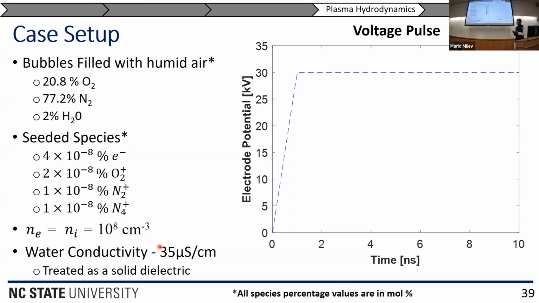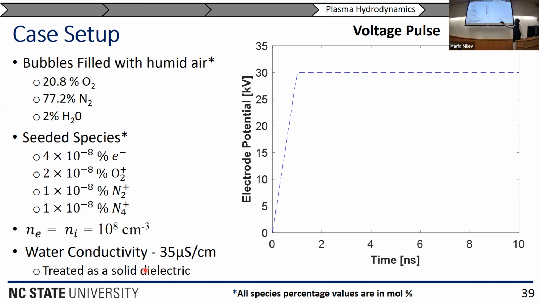And then the conductivity of the water is 35 microsiemens per centimeter, something like that, what you see in some deionized water. And the water is treated as a lossy dielectric. On the timescales that we see, which is on the order of nanoseconds, the water more or less does act like a dielectric. And so we don't really look at ionization or anything there, but we could in the future, especially if we're interested in different timescales where the lossy dielectric approximation is no longer valid.